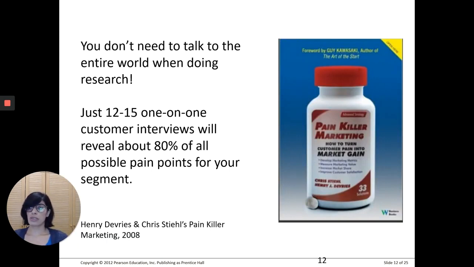When you're doing research, what you don't want to do is talk about absolutely everything that the customer is feeling. You have to look at a very specific pain and only that pain. The customer may start talking about other things, but your job as a marketer is to ask the questions that keep the customer focused on exactly the pain that your product will deal with.